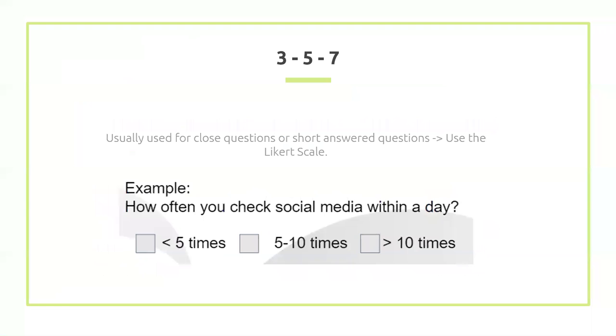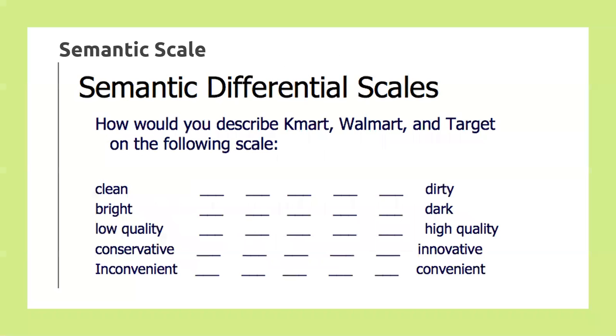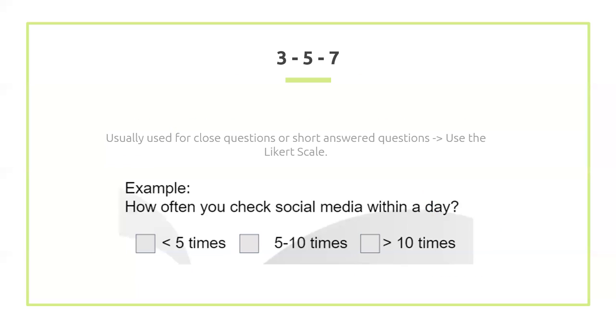Now, we can also use 357. Well, 357 is not basically 357. It's almost like this, but with labels like this. So instead of asking how many times you check social media in a day, instead of asking 1 to 10, we cluster. Okay, because sometimes we don't really know the exact times.